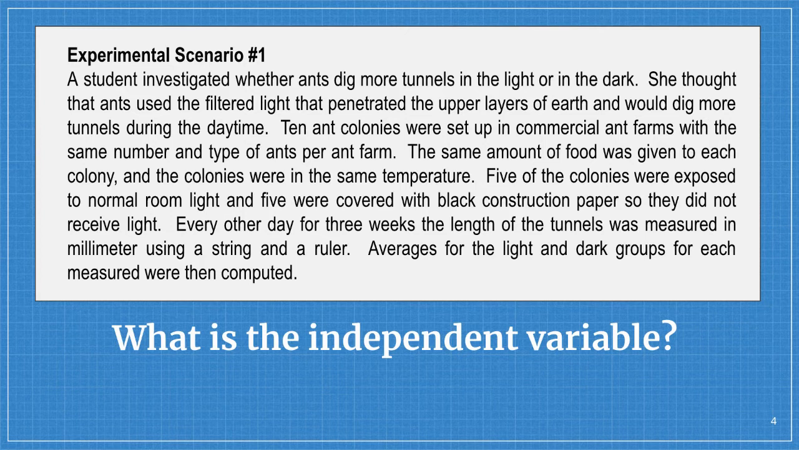Every other day for 3 weeks, the length of the tunnels was measured in millimeters using a string and a ruler. Averages for the light and dark groups for each measurement were then computed. So what would be the independent variable in this scenario? Hopefully you see that there's 2 different things. We're talking about light, the amount of light, and we're talking about the length of the tunnel. So which one of those would be the independent variable?